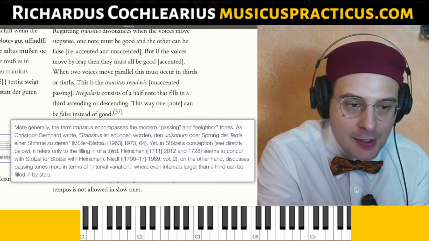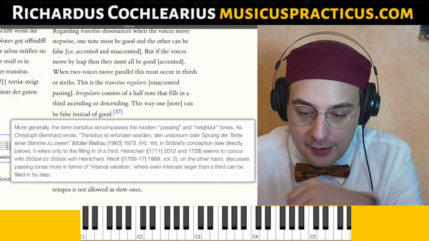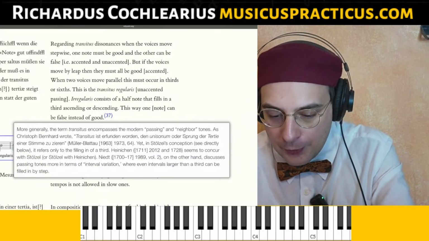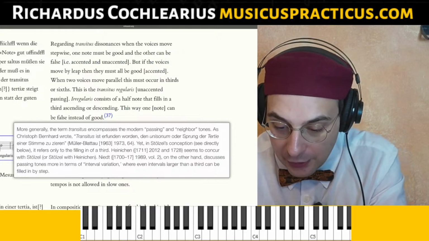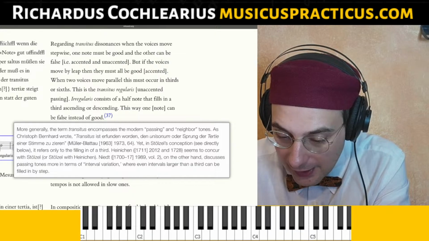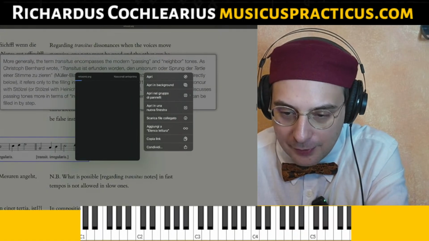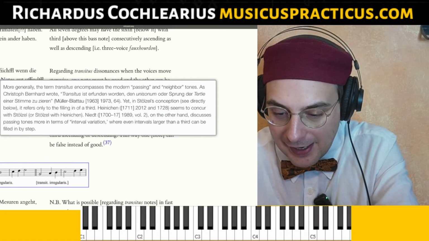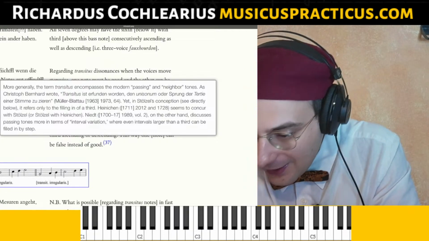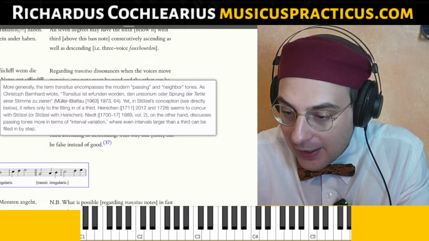Great. So listen to me. I'm reading this article, okay? And there is a problem. Here there is a German text which is not translated into English because, you know, who wrote this thought that we can understand English, but I don't understand what's written here. I mean, it's in German. Transitus ist erfunden worden, den unisorum oder Sprung der Tertie einer Stimme dosieren. What does it mean in English?